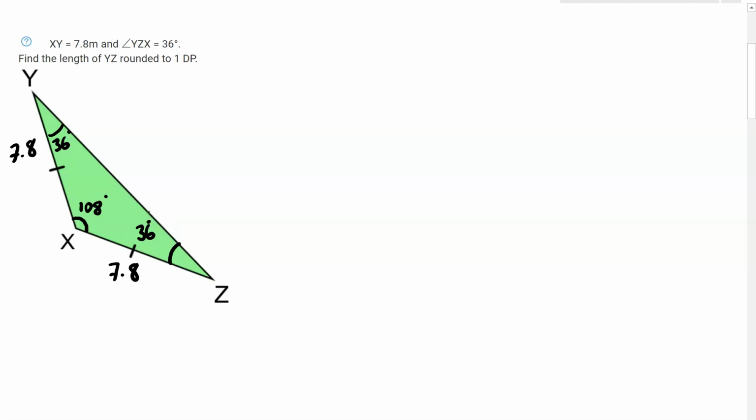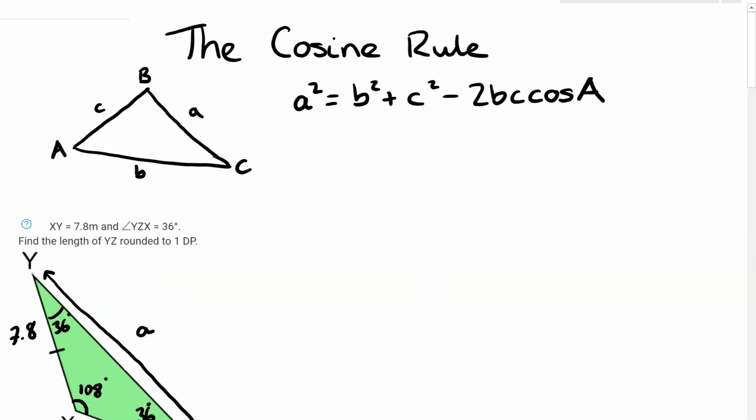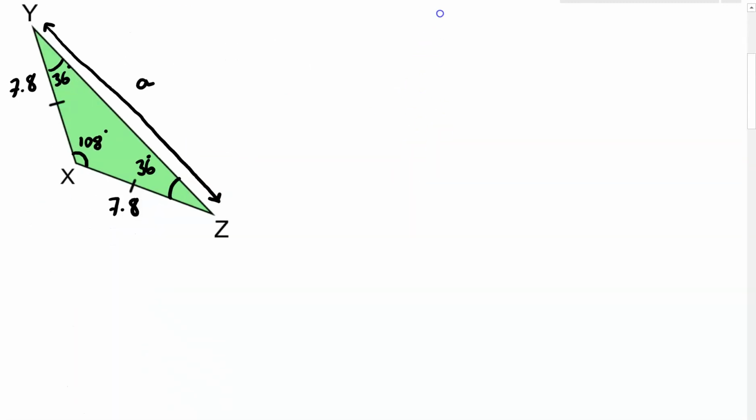Okay, what are we working out? We are working out the length of YZ, so we are finding the length of this line here. Now, we know all of the angles, so A can go wherever we want it to go. If you're finding a side, I would probably advise that you make this one little a, just because it only appears once in the formula. Otherwise you've got issues with having multiple B's and C's.